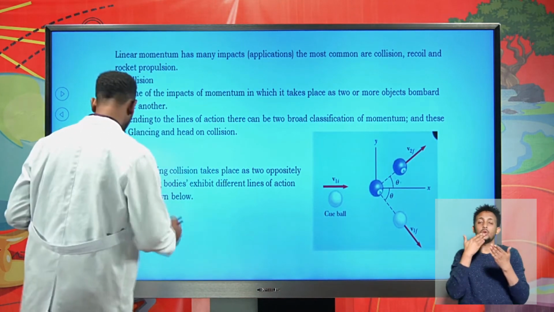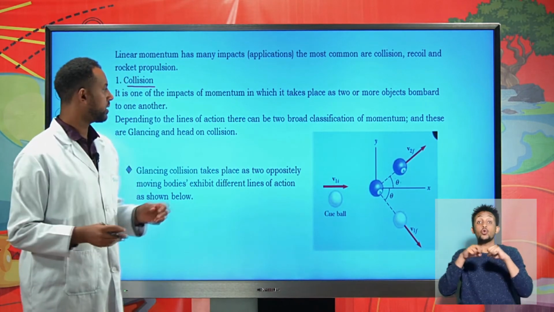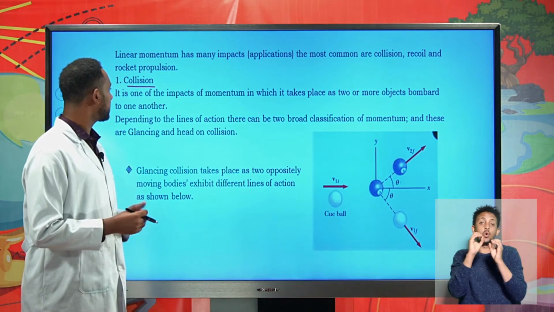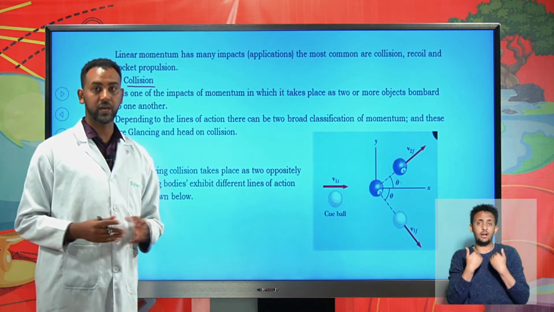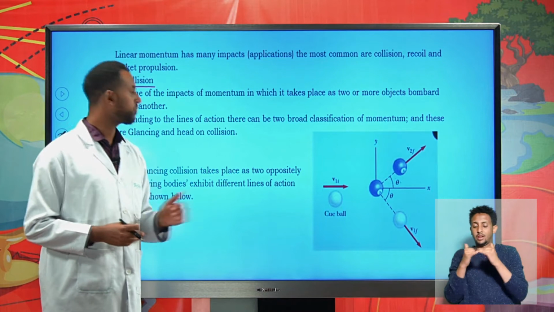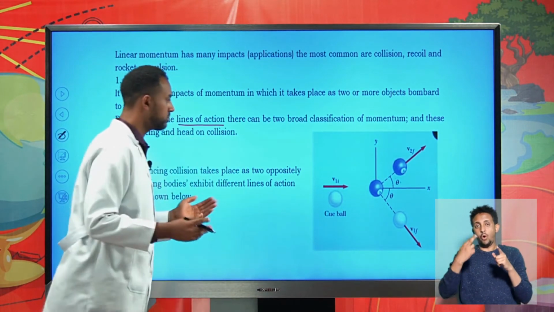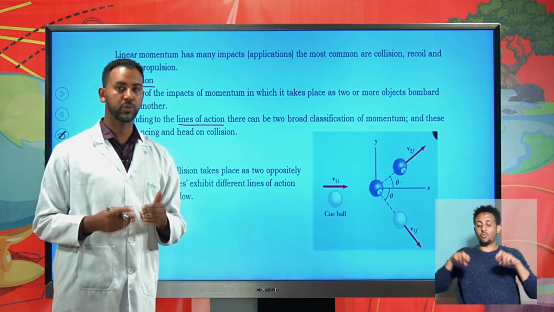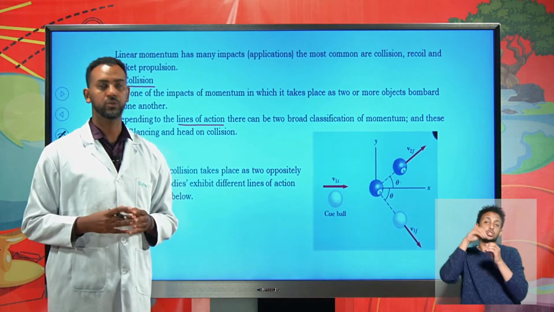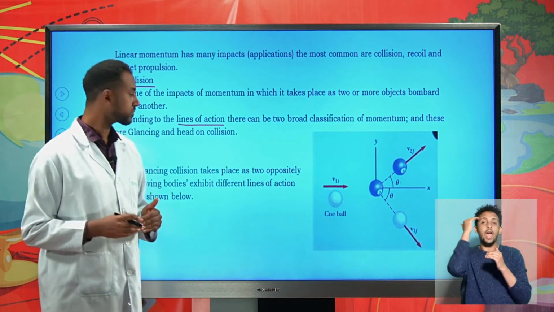One good application of momentum is collision. Collision is the impact between two or more objects, and it has different types. We should have criteria to classify collisions. The first thing, depending on the lines of action where those bodies are colliding, it's possible to classify collisions into two: the glancing collision and the head-on collision.